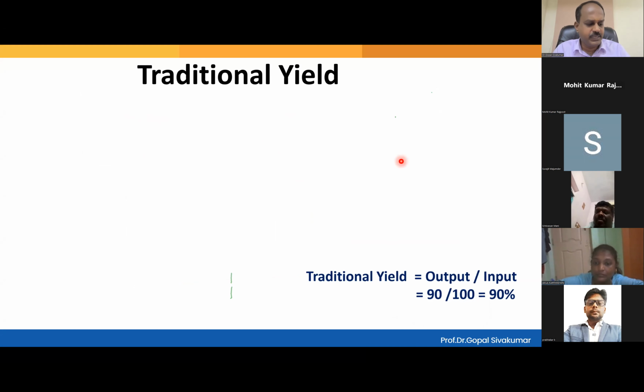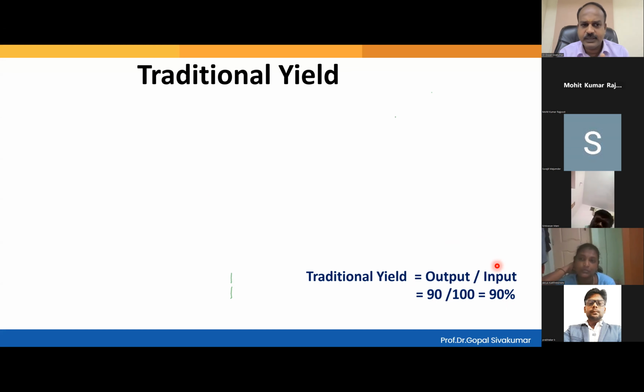And this is very simple. Yield, all of you know. Imagine there are 100 students, 100 yellow belt participants, 100 of them write the exam, and 90 of them secure the pass mark. Now, what is the pass percentage? 90%. This is known as traditional yield. The formula is very simple. Acceptable output divided by total input. Correct? Acceptable output divided by total input.